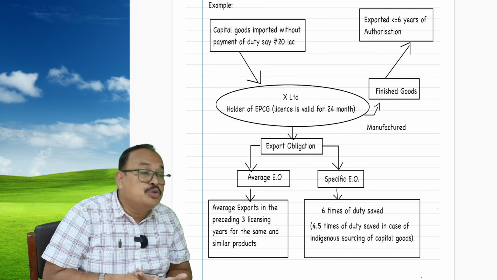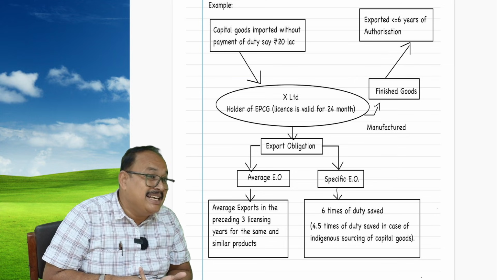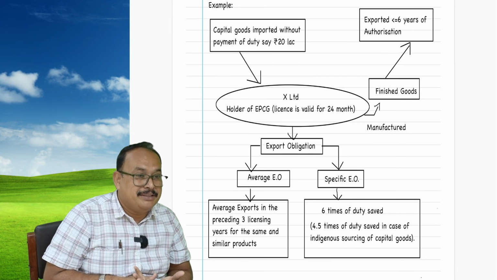That obligation should be fulfilled within 6 years from the date of authorization. Got the clarity, my dear? Any doubt on the given case of the EPCG scheme?